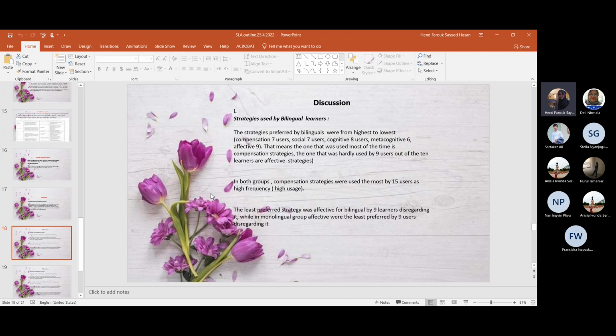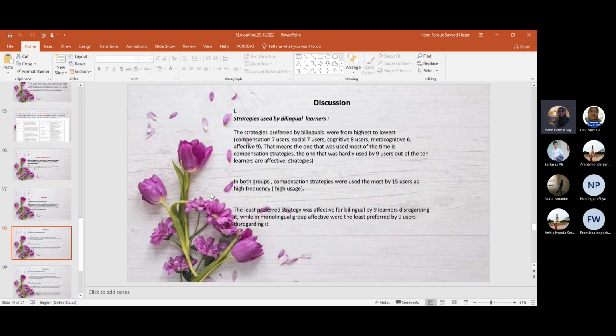9 learners decided that they hardly consider the aspect of affective strategies when learning a language. That means the one that was used most is compensation strategies, and the one that was hardly used by 9 users out of the 10 learners is affective strategies. In both groups, compensation strategies were used the most by 15 learners at high frequency, because if we count the learners who use those strategies in the monolingual and bilingual groups, they are 15 out of 20. So this is high frequency.